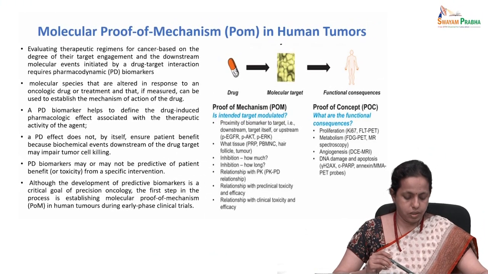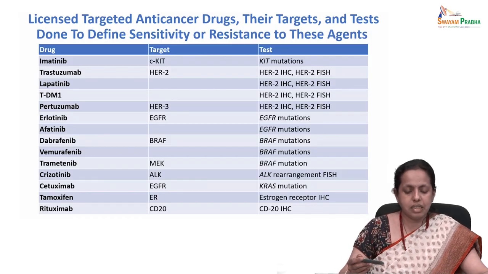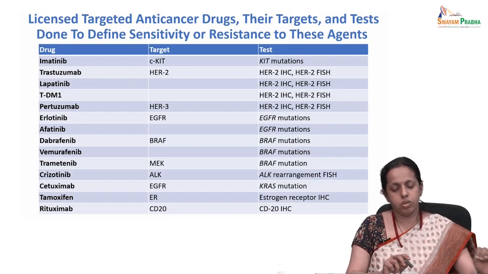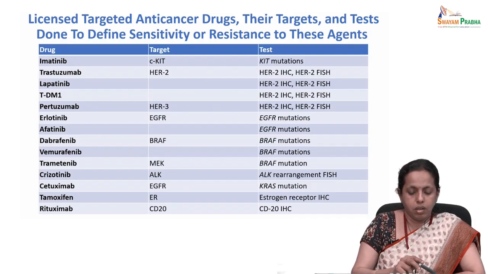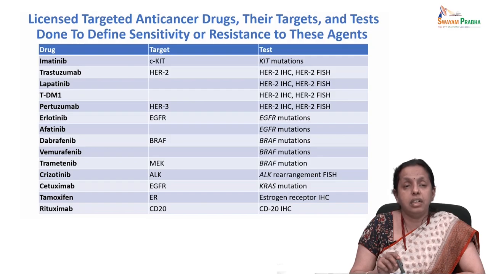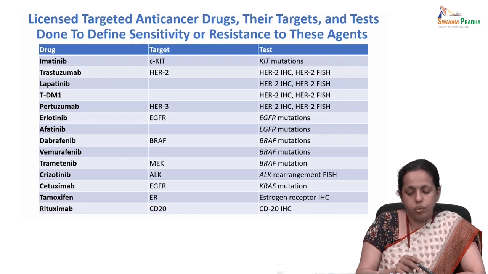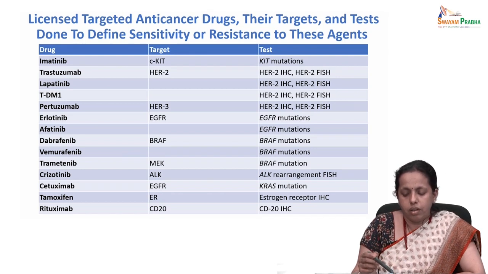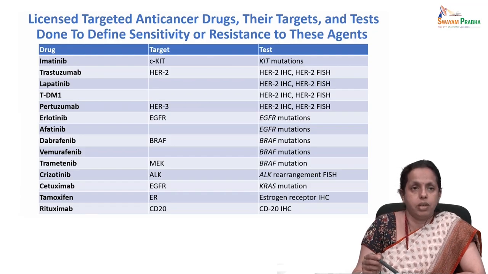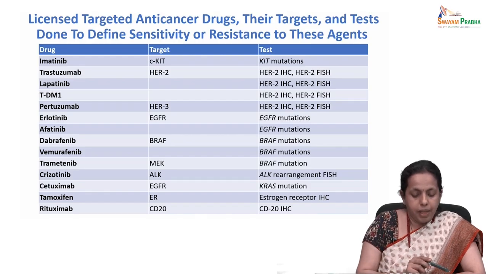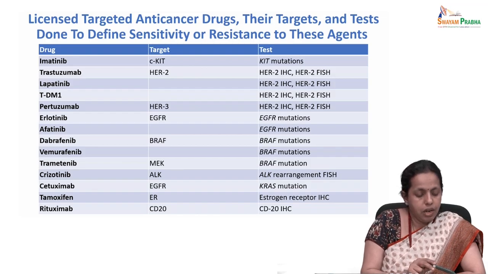Now here we see the licensed anti-cancer drugs. This is very, very important, along with some of the companion diagnostics for these drugs. Imatinib for your c-kit, with KIT mutations. Then trastuzumab, a very important drug, for your HER2, and the test you have to do for that is IHC, so it has to be done from pathology. Pertuzumab for your HER3, also done by IHC. Then here you have the molecular diagnostics coming up, where you have your erlotinib, gefitinib, dabrafenib, vemurafenib.